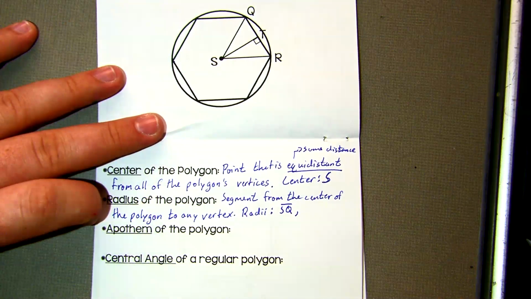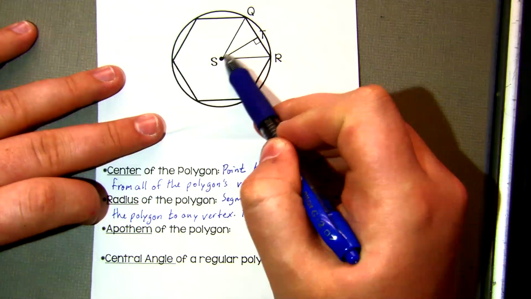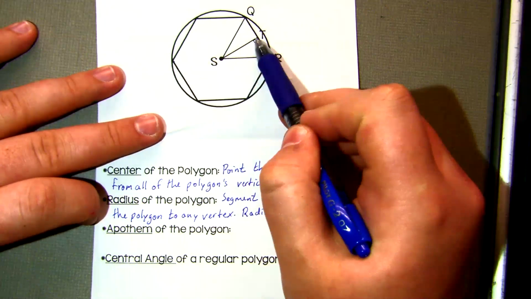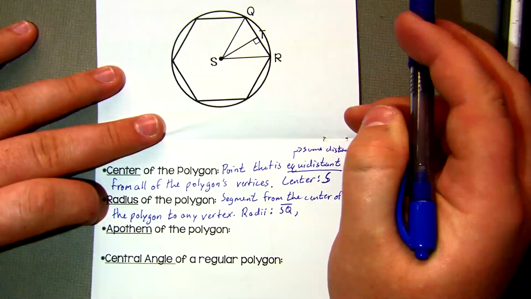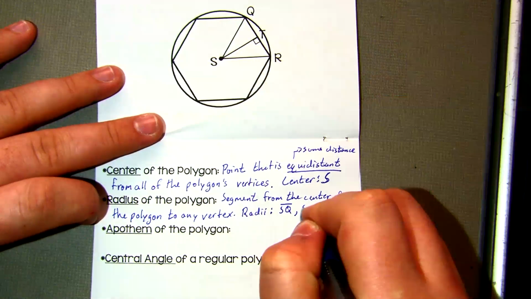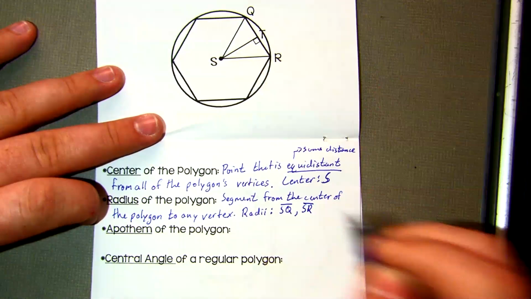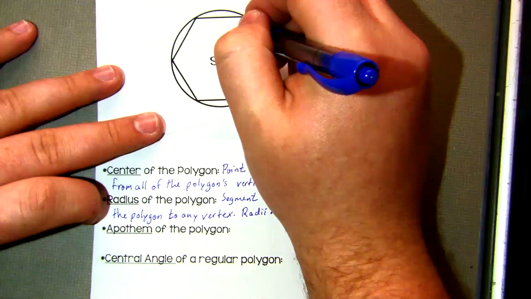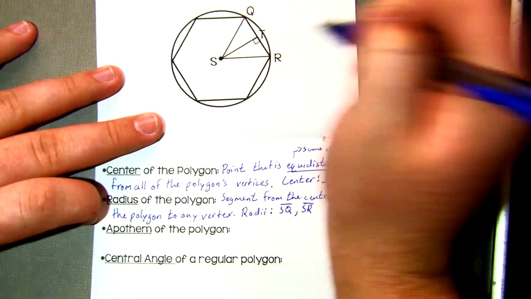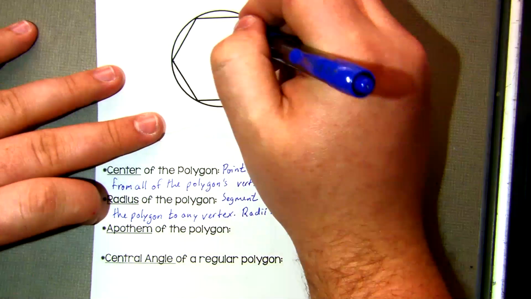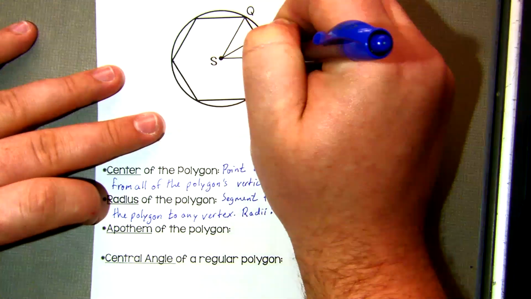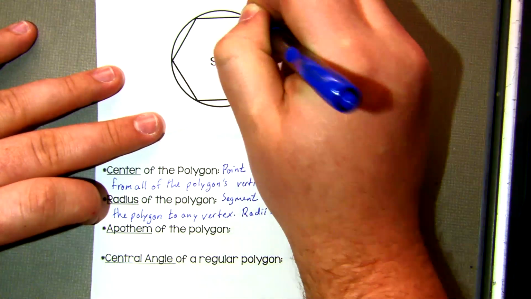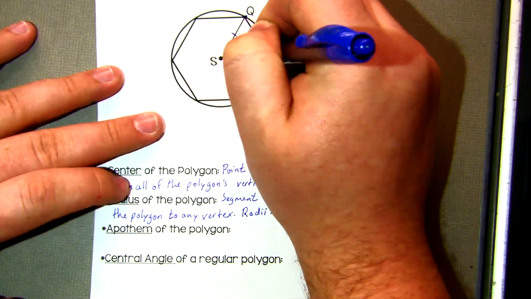ST. Okay, that's an interesting choice. We're actually going to talk about that segment later. That one doesn't go to a vertex, it goes to a side. Do we have any other? One more time? SR. SR. Awesome. Okay, so we know that SQ and SR are radii. We also know that since S is the center, these two distances are exactly the same. We can mark these lines congruent.